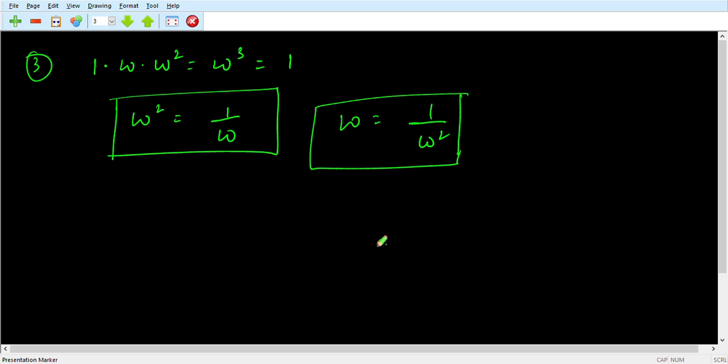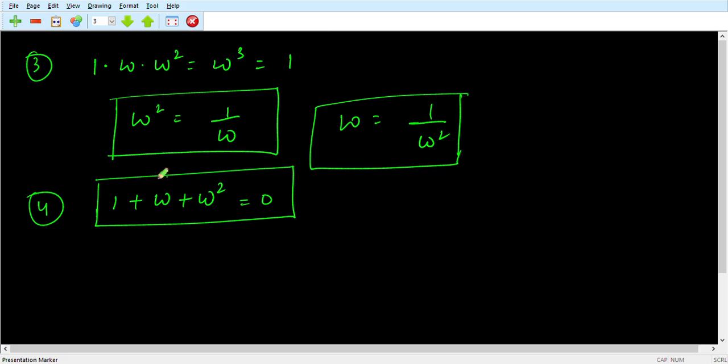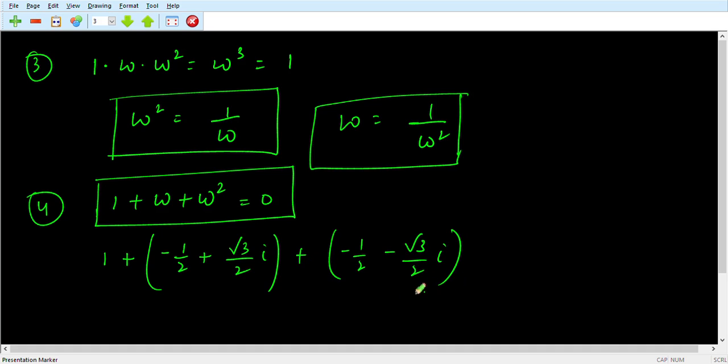Okay, now prove the fourth property, 1 plus omega plus omega square is equal to 0. To prove this property of cube root of unity, you should simply put the value of omega. So the value of omega is minus 1 upon 2 plus under root 3 by 2 i, and omega square is minus 1 upon 2 minus under root 3 by 2 i. Once you add these, this value will get cancelled, and minus half and minus half will become minus 1, and 1 minus 1 will give you 0. So this property is also valid.